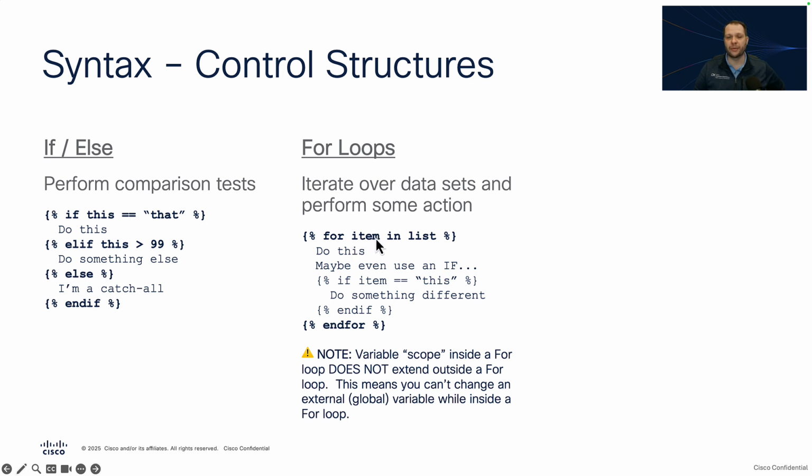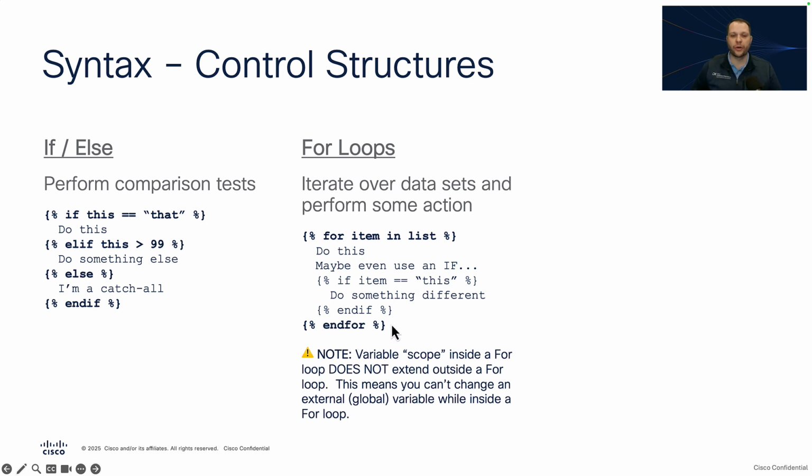You can choose any variable name that you want because it's only significant inside the for loop. But we're going to loop through every item in a list called list. And for every item that we find, we're going to store it in the variable named item. And then inside the loop, we can do something with it. So in this case, we'll have it print out the line do this, and then print another line, maybe even use an if statement. Inside this for loop, we can actually have an if statement to perform some evaluation. We can check to see, is the value stored in item equal to the string this? And if it is, we could have it print the line do something else. And when we're done, we use the end for tag.